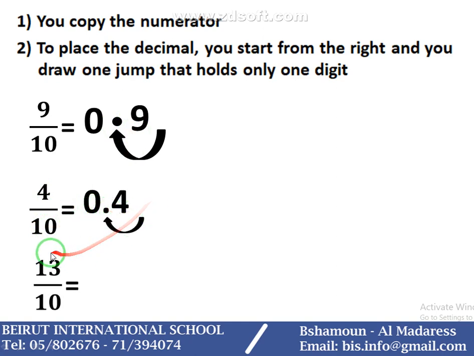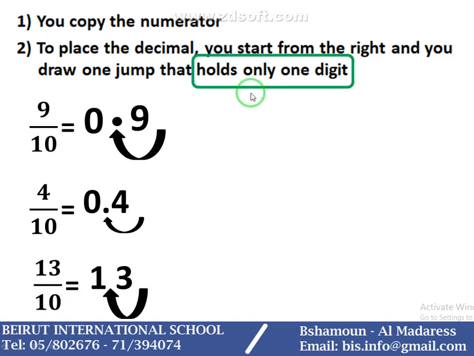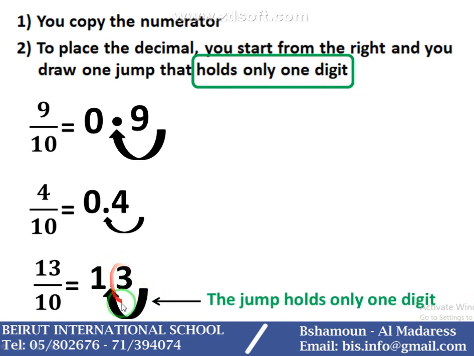Now, what if the numerator is formed of 2 digits? We will follow the same steps. Copy your numerator, which is 13. Starting from the right, draw only one jump because we have only 1, 0, and 10. But please, let's notice this small detail that each jump holds only one digit. So notice over here that our jump holds only the digit 3, and then you place your decimal. You do not interfere and put a 0 because the space over here is already filled with the digit 1.